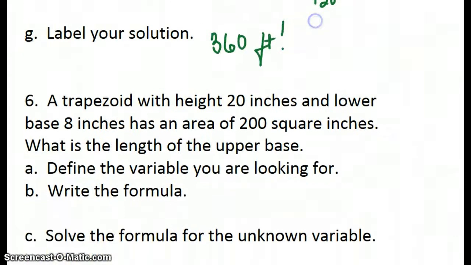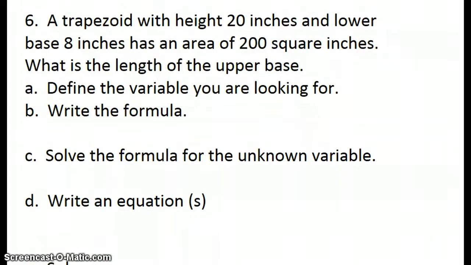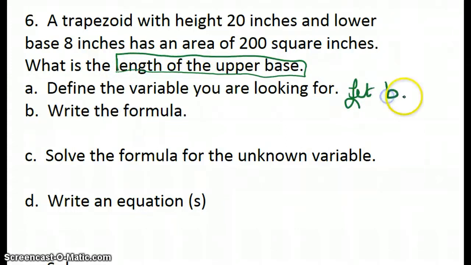All right, let's do one more. A trapezoid, what a great word to say, with height 20 inches and lower base 8 inches, has an area of 200 square inches. What's the length of the upper base? Well, we're definitely going to be looking for the length of the upper base. So let's let B2 be the upper base.